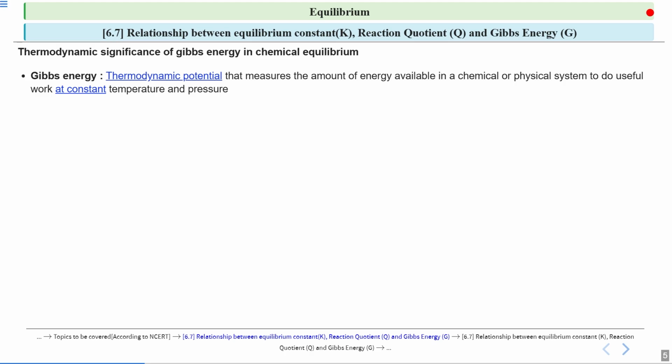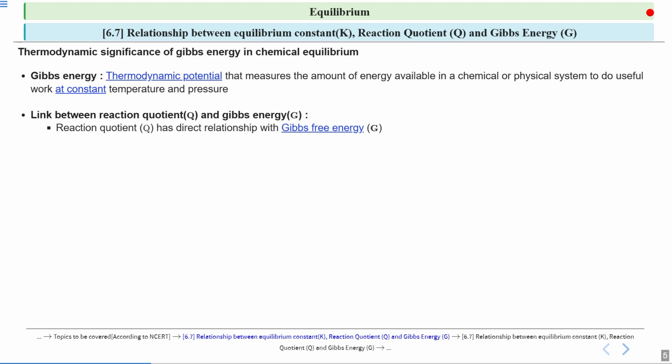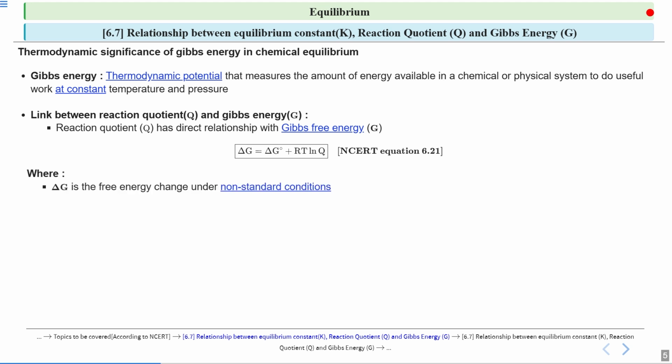Okay? Is it clear? Now, if this is clear, we can develop a relationship between delta G, Q and K. We will talk about K later on. First, we will see the relationship between delta G and Q. It is written as delta G equals delta G naught plus RT ln Q. Now what are delta G and delta G naught? It's very simple. If G is the Gibbs free energy, then delta G is the Gibbs free energy change. So delta represents change.